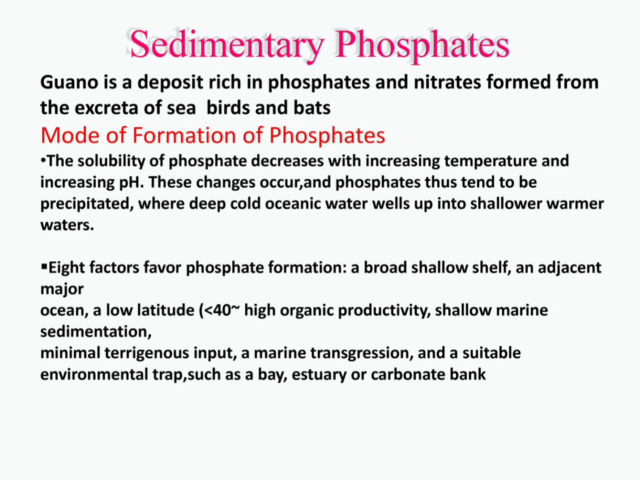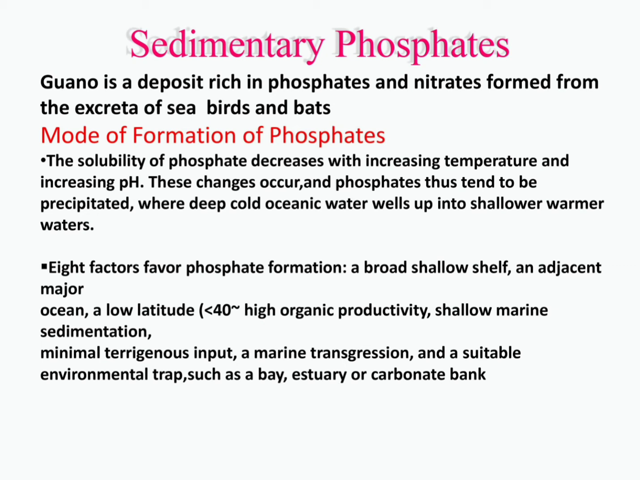Okay, now another one is shallow marine sedimentation. So there should be shallow marine sedimentation with minimal terrigenous input, so the terrigenous input should also be less, and a marine transgression. Okay, marine transgression means an increase in sea level. So this one leads to the formation of phosphate, and another one is a suitable environmental trap.